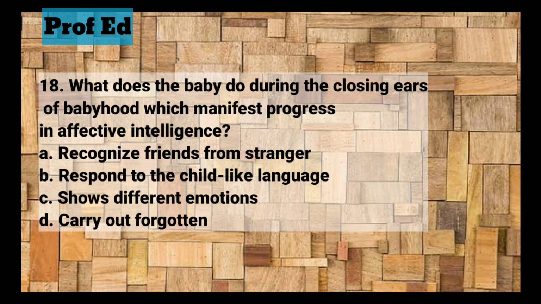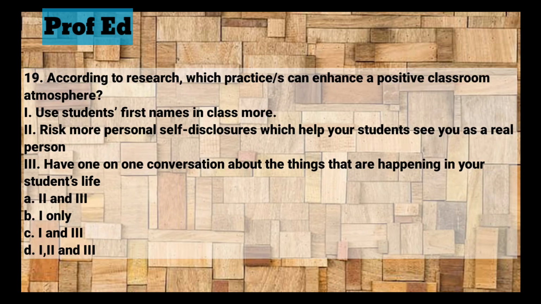Number 18. What does the baby do during the closing years of babyhood which manifests progress in effective intelligence? A. Recognize friends from strangers. B. Respond to childlike language. C. Shows different emotions. D. Carry out forgotten. The correct answer is letter C. Shows different emotions.